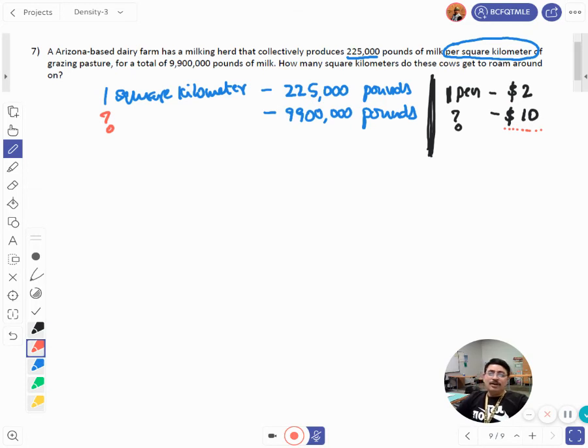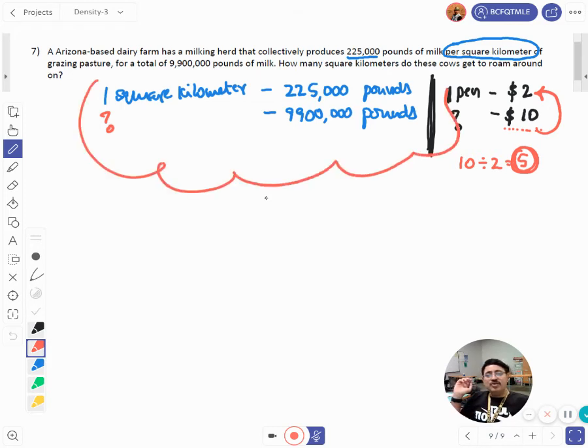Well, 5 pens. How did you get 5 pens? When you take 10 and divide by 2, that gives me 5 pens. Let me cross check again. One pen costs $2. Then if I buy 5 pens, how much do I have to pay? Yes, $10. Right?